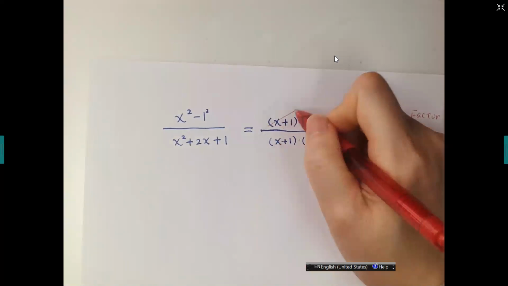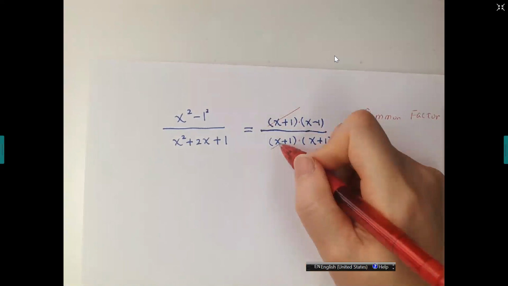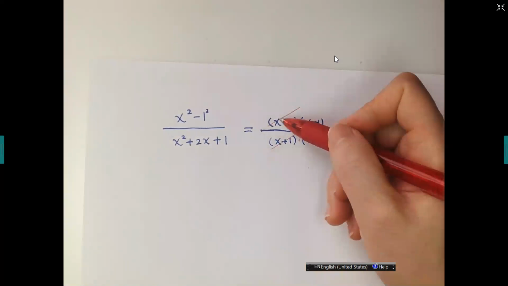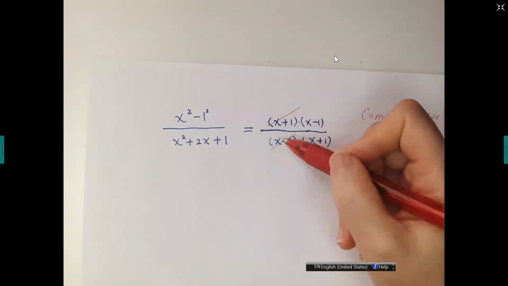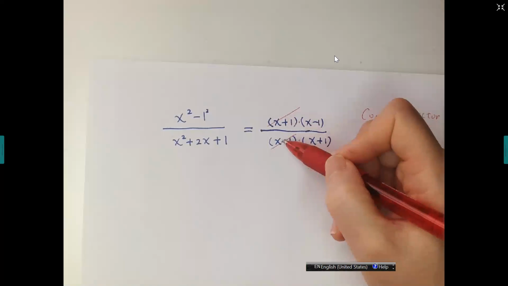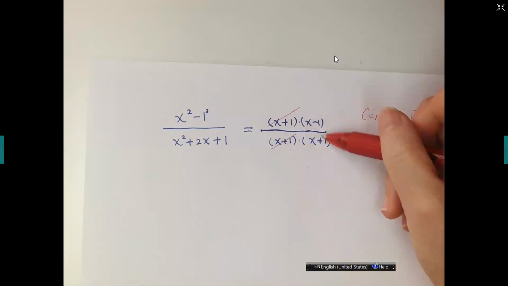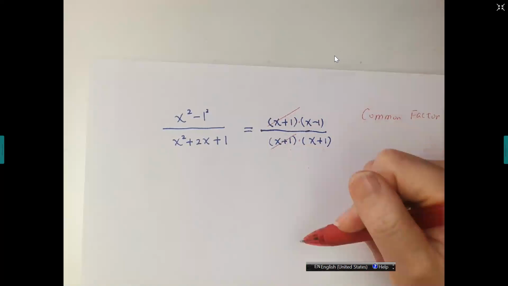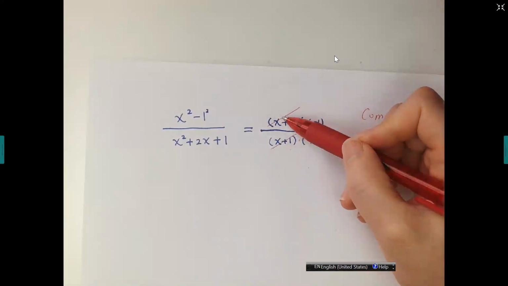Well, see, I have x plus 1 here. I have another x plus 1. Those two binomials are identical. They're common factors. They can cancel each other, and then we'll have the other. Are they identical? No. Another thing I want you to learn: one factor can only cancel just one factor.